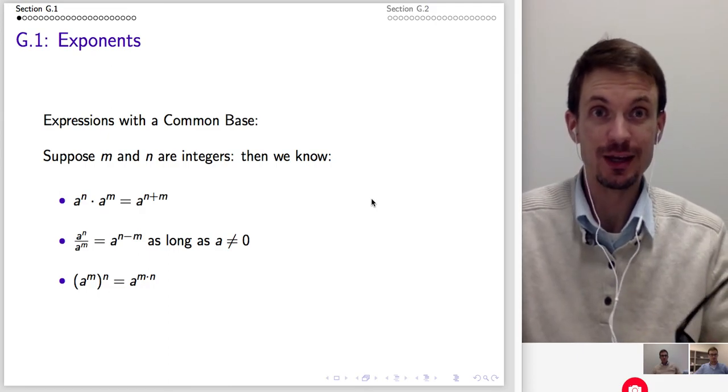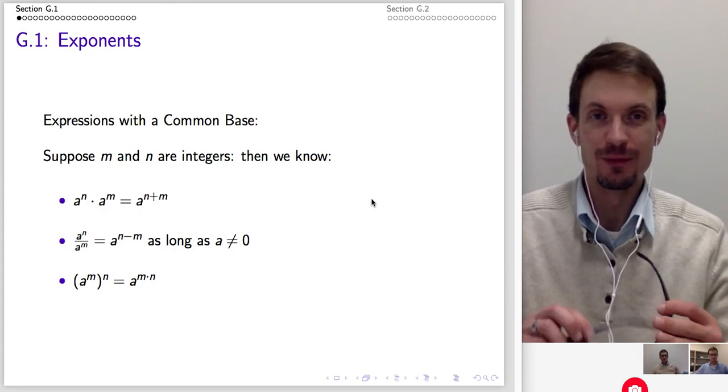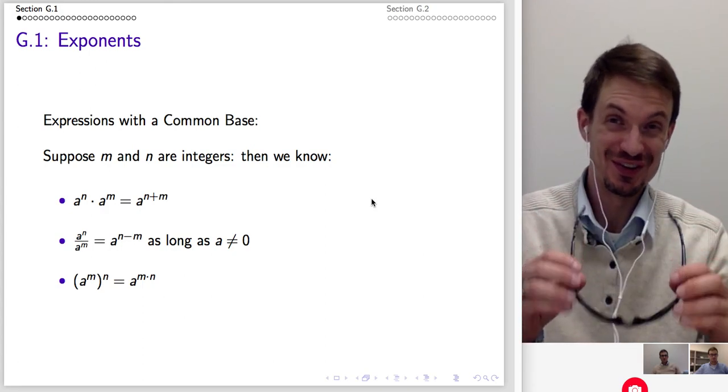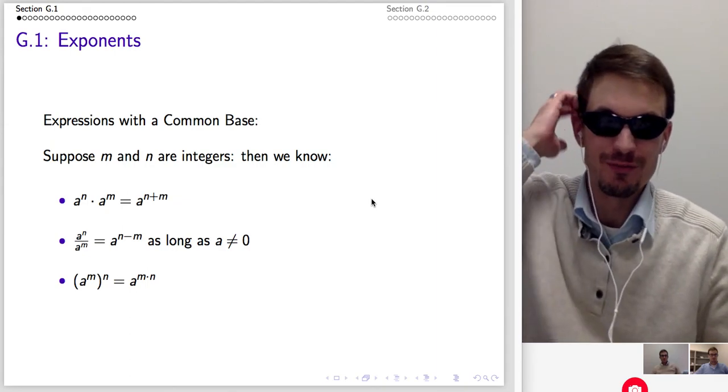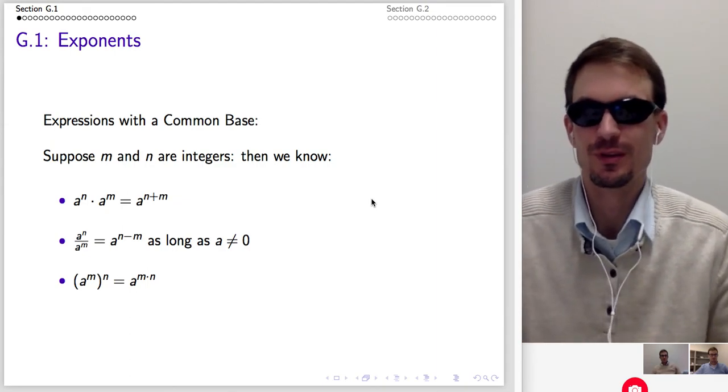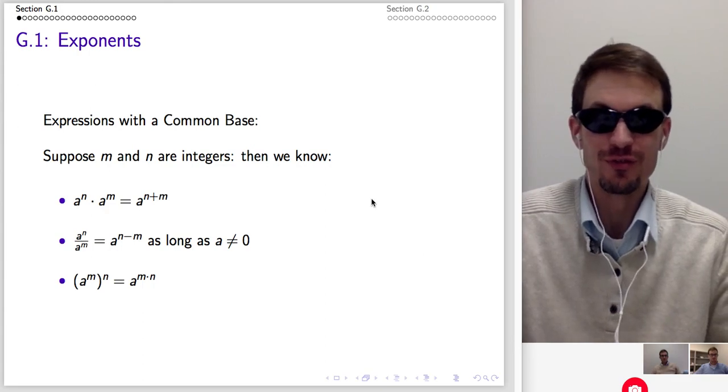Also, I'm an idiot. I don't know where my glasses are. These are my prescription sunglasses, and this is the only way I'm going to be able to do this without having memorized all the slides. So you have to forgive me.